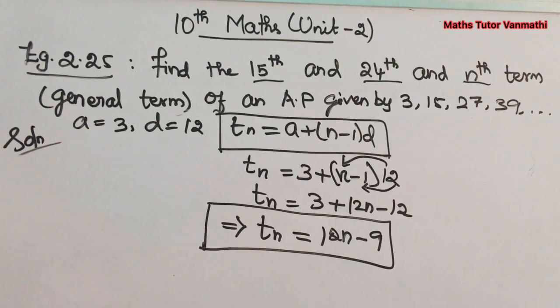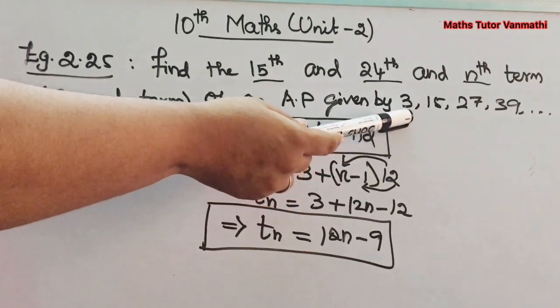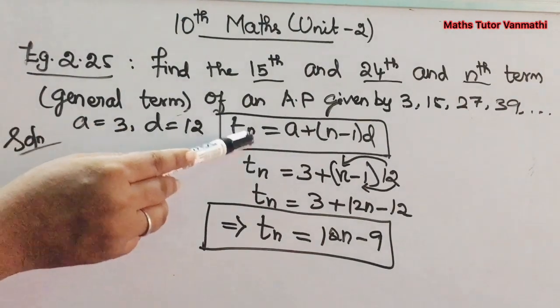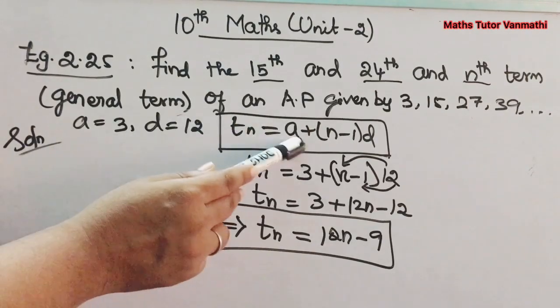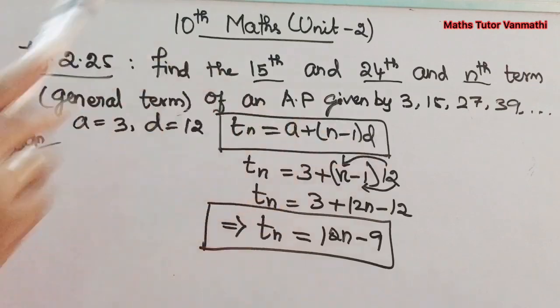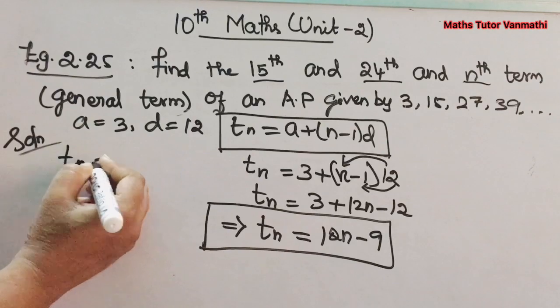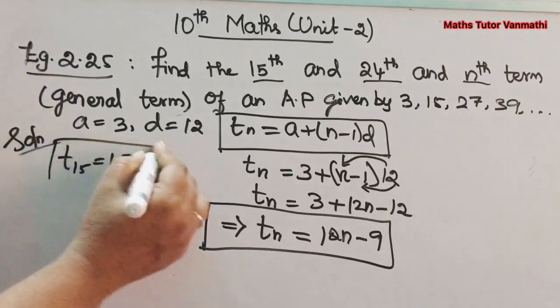Once again I will say, first we are going to find T15, T24 and the nth term using this sequence. In this sequence the A value is the first term, so A is equal to 3, and the common difference of the sequence is 12. First we are going to find T15. Substituting 15 in the place of n, you will get T15 equal to 3 plus 15 minus 1 into D. So you will get T15 value as 171.